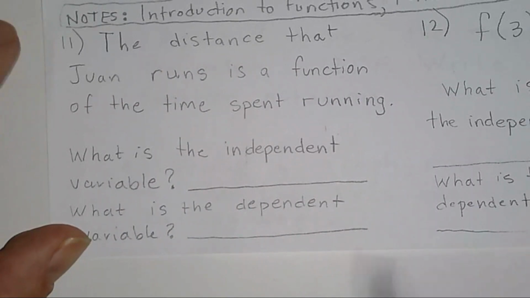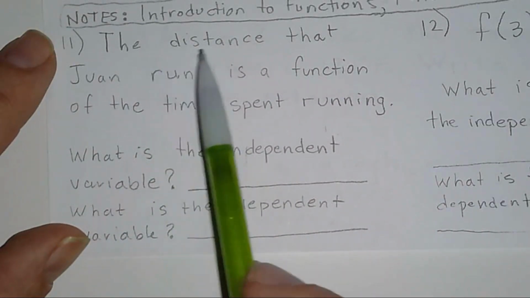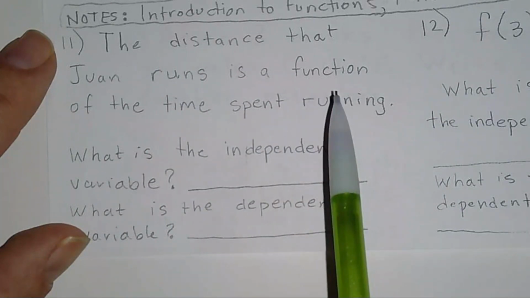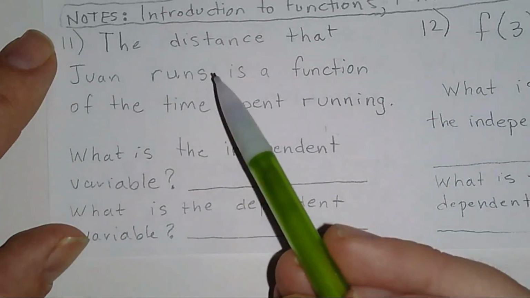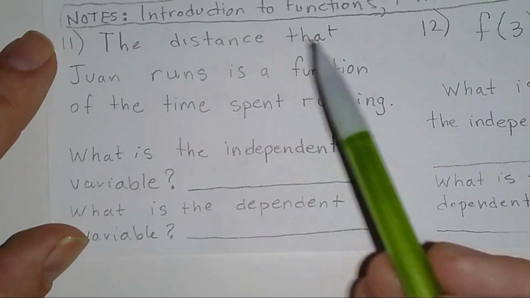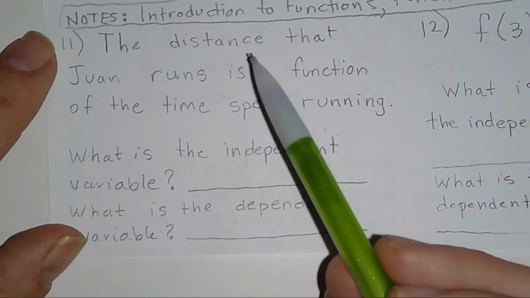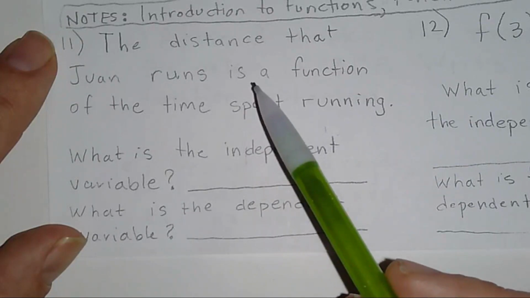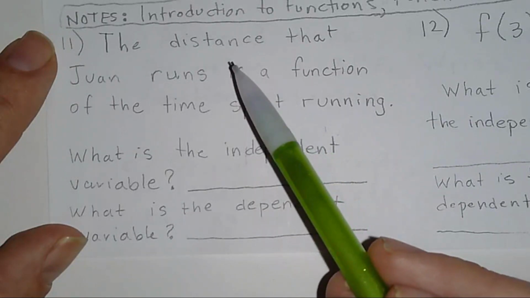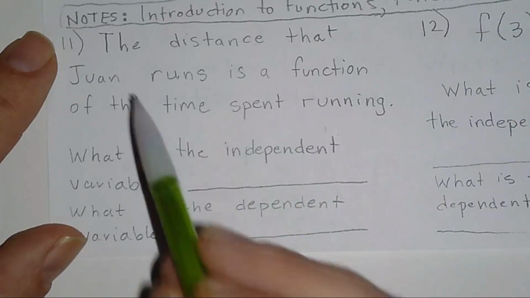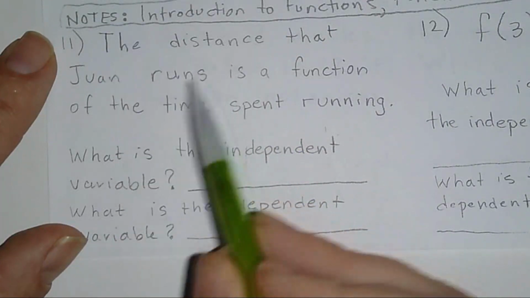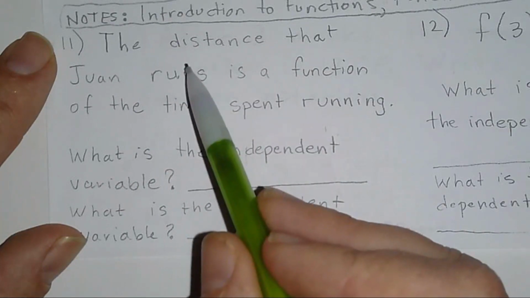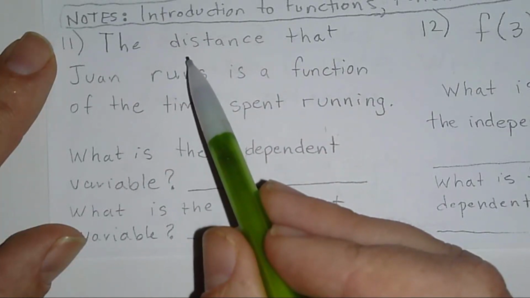Now, what we have here in question 11, it says the distance that Juan runs is a function of the time spent running. Now, whenever I have a word problem, specifically a word problem in functions, I want to look and make sure I know what the variables are. In our functions, we only have two variables. So if I read this again, the distance that Juan runs is a function of the time spent running. The question is, what are the two variables?